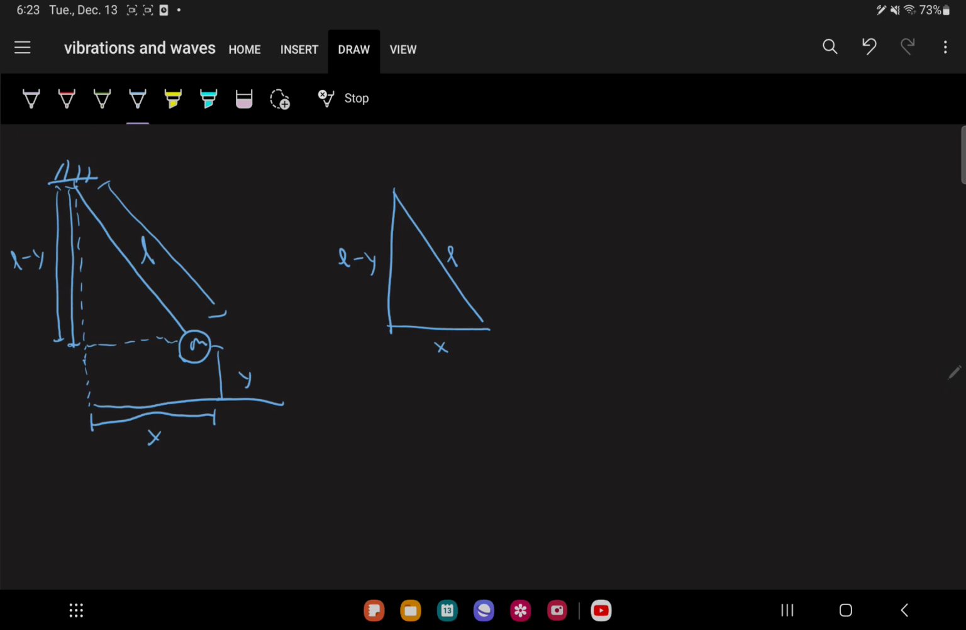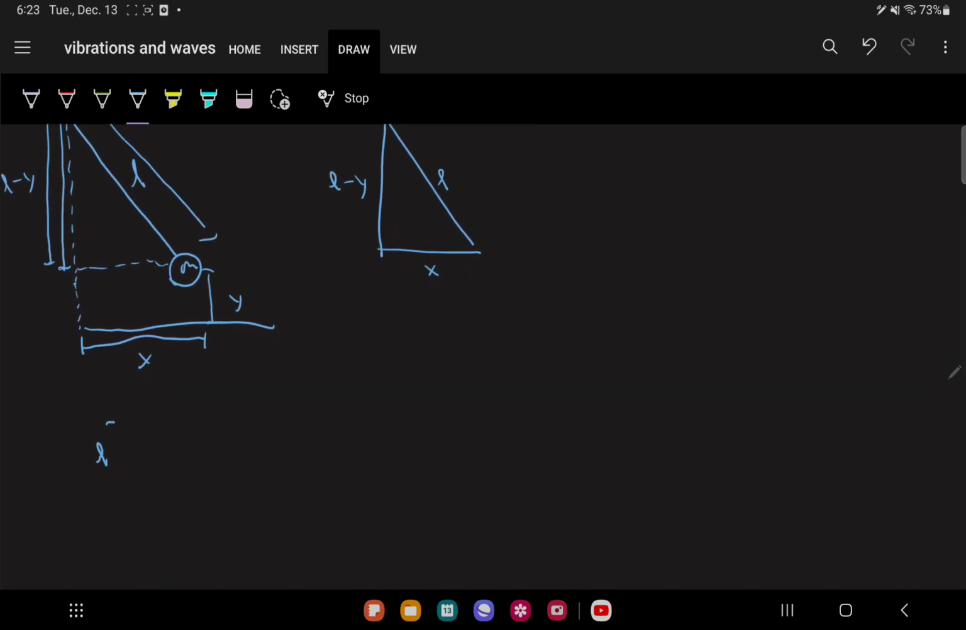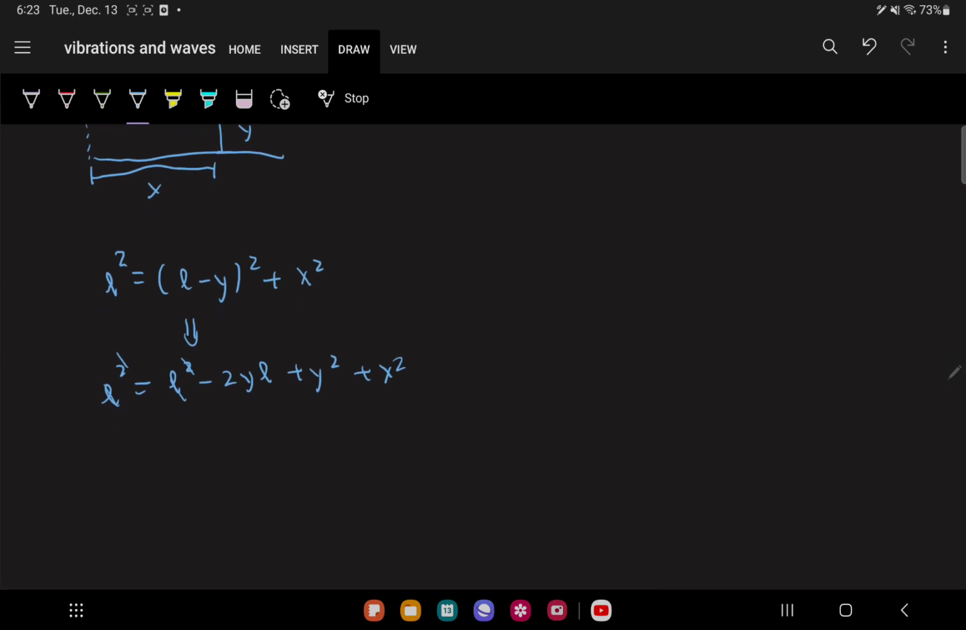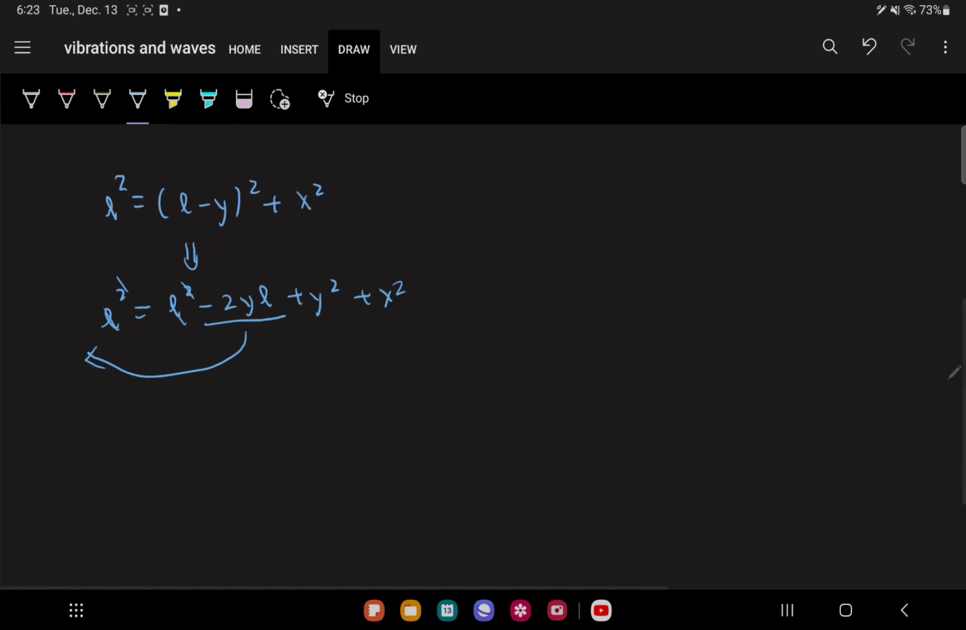So this gives us the equation: the length squared is equal to length minus y squared plus x squared. If you expand this, it gives length squared minus 2yL plus y squared plus x squared equal to length squared. And these two can cancel out. And then if you move this to the left side, it becomes positive. So this becomes 2y times length is equal to y squared plus x squared.